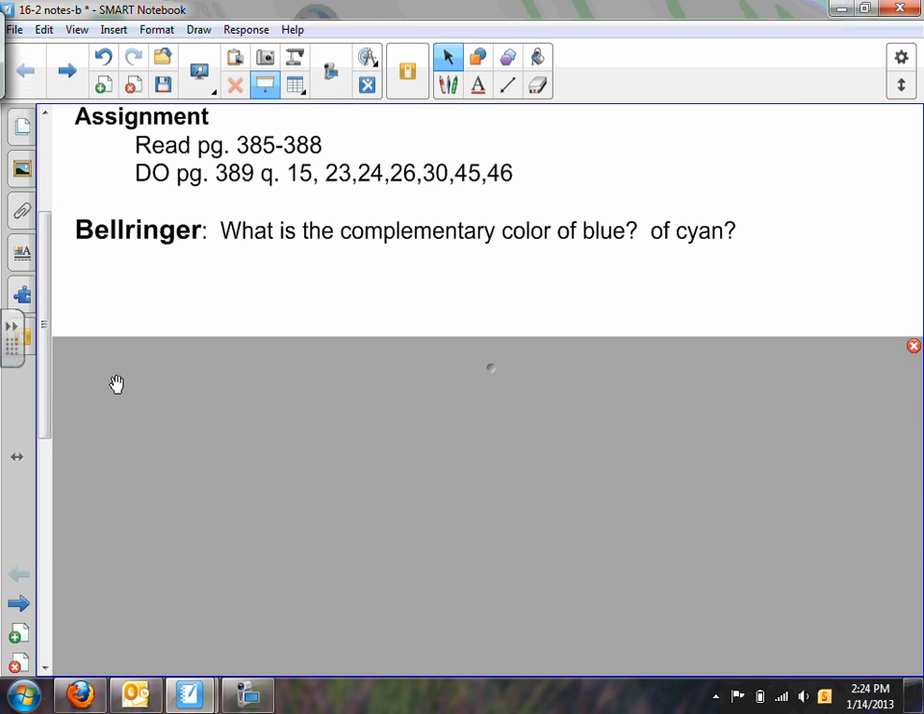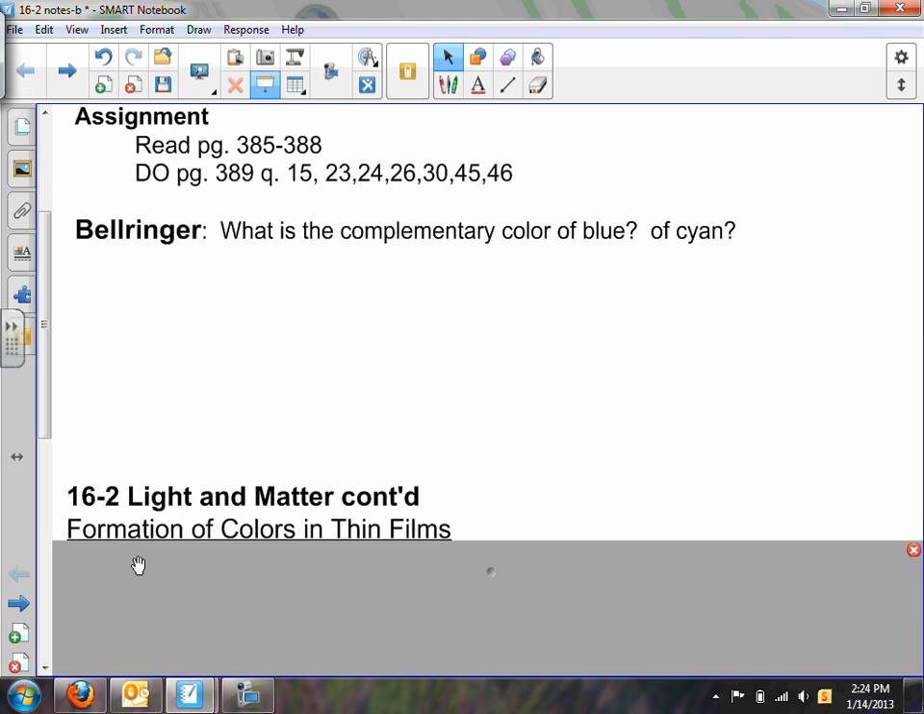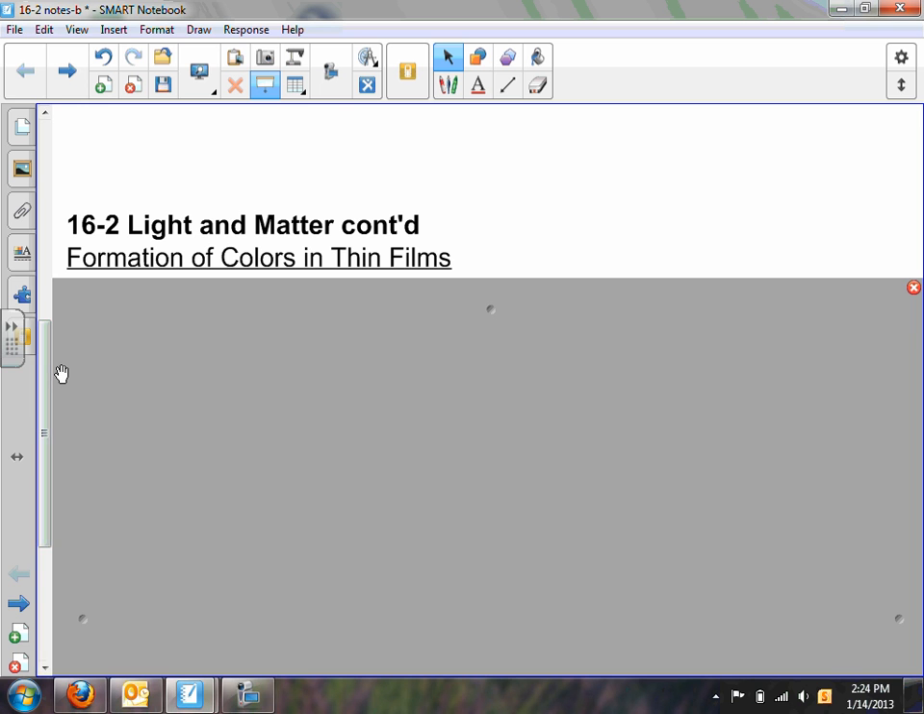So here we go. Last part of Section 16.2, formation of colors in thin films. You should have seen colors in thin films just walking around in the real world. If you look at gasoline that's spilled on the floor or on some water, you might see a spectrum of colors. If you see oil on water, you might see a spectrum of colors. If you've looked through soap bubbles, you'll see a spectrum of colors. These are all colors formed because of thin films.